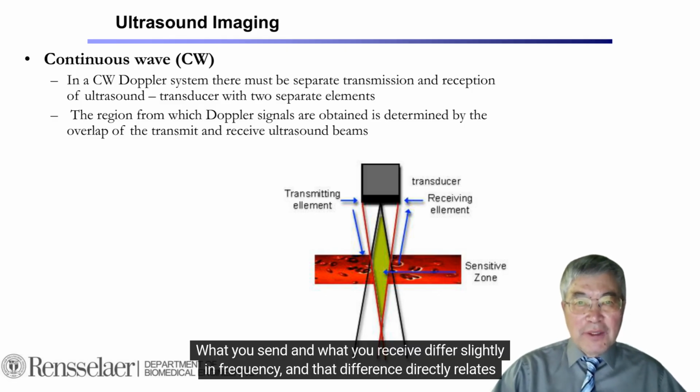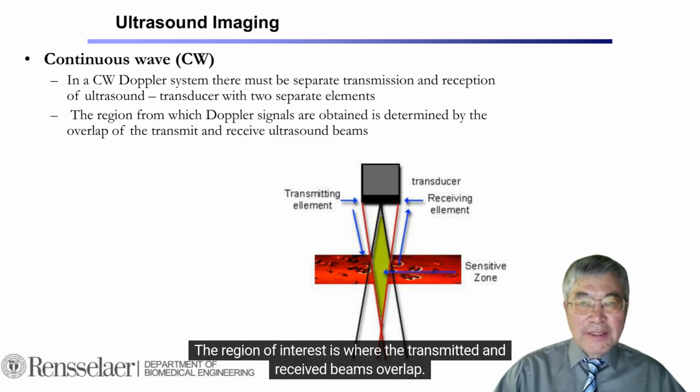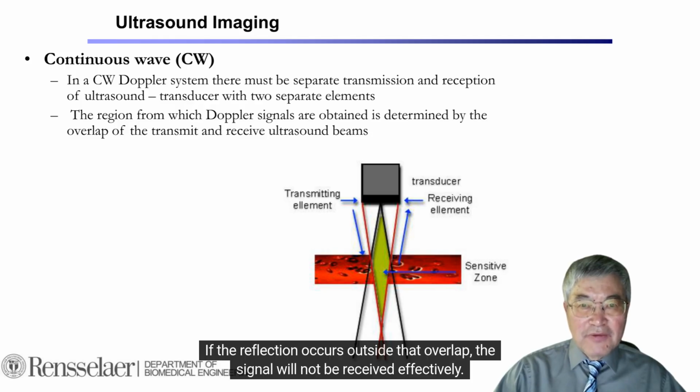What you send and what you receive differ slightly in frequency, and that difference directly relates to the motion along the ultrasound beam direction. The region of interest is where the transmitted and received beams overlap. This overlapping region is the sensitive zone from which the Doppler signals are detected. If the reflection occurs outside that overlap, the signal will not be received effectively.